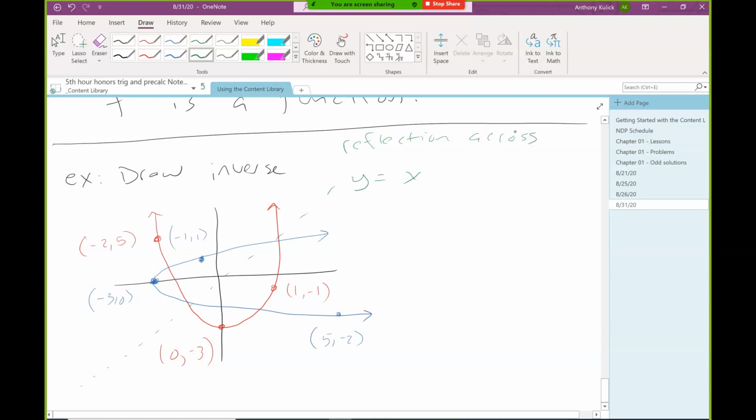Now, I think that's often kind of difficult to see. But if you just plot the points with the switched x and y values, it's usually pretty easy to come up with a good looking graph. But if you prefer to think about it as reflecting across that line, that is fine also. It should get you the same picture.